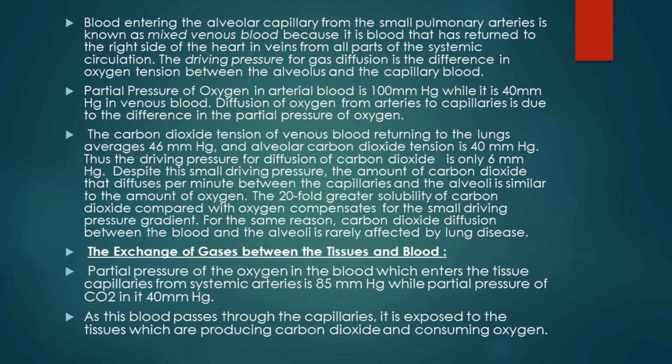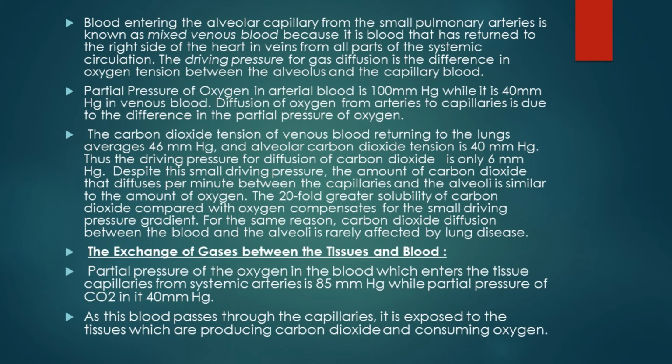The next point is that the carbon dioxide tension of venous blood returning to the lungs is 46 millimeters of mercury, and alveolar carbon dioxide tension is 40 millimeters of mercury. Thus, the driving pressure for diffusion of carbon dioxide is only 6 millimeters of mercury.